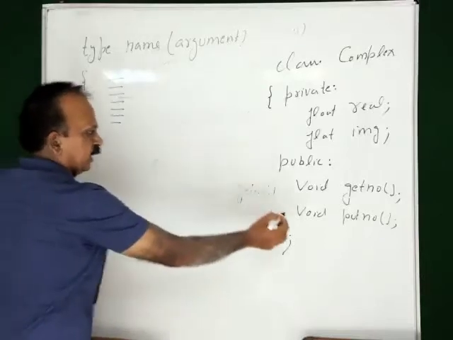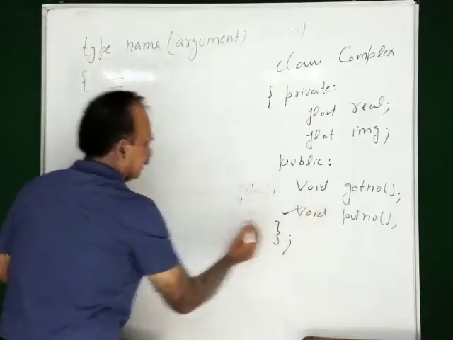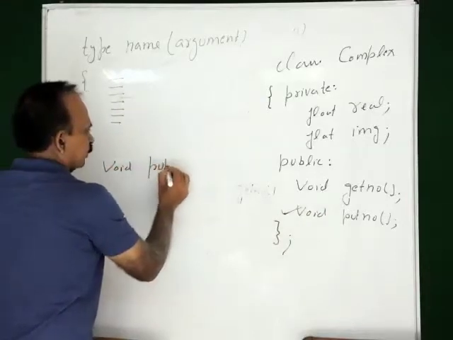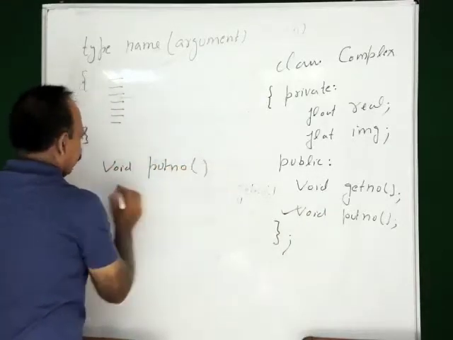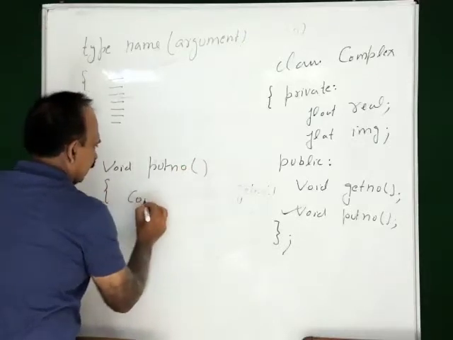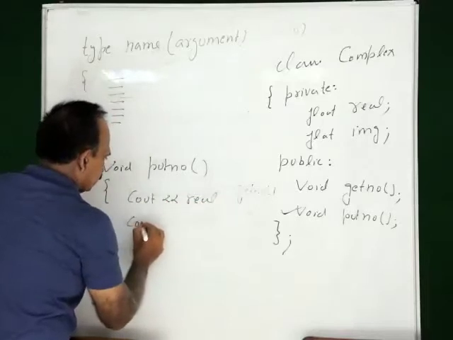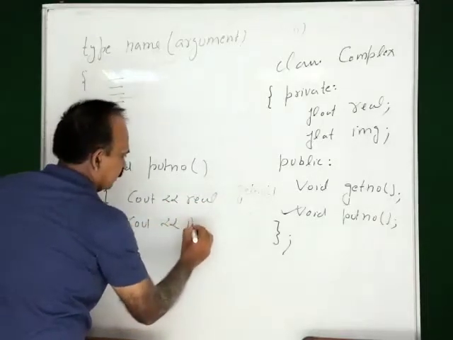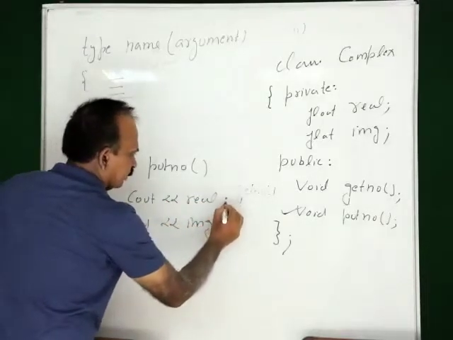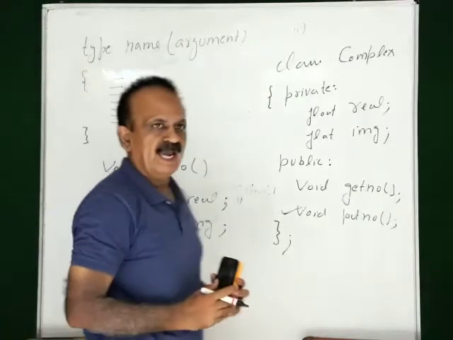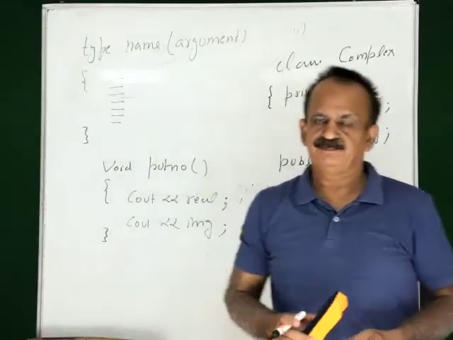Now particularly I will be defining this one within the class. Void, it is put number, braces, cout the real part, cout the imaginary part. Each statement must be followed by a semicolon, which indicates the end of the statement.